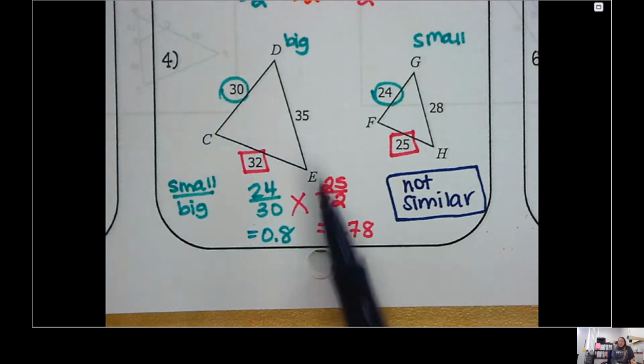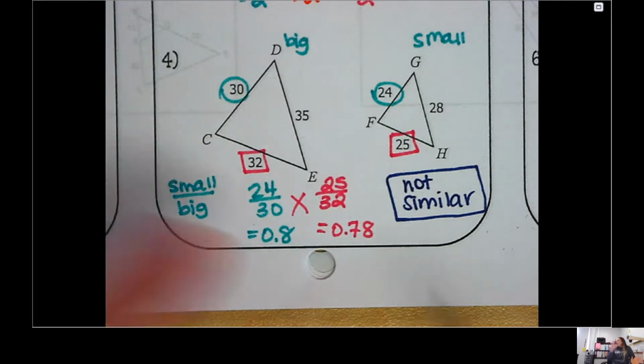Yeah, we didn't even need to keep going to figure out what the third one is, because those two were not proportional. So as soon as you see it's not proportional, stop and go on to the next one. Good question.